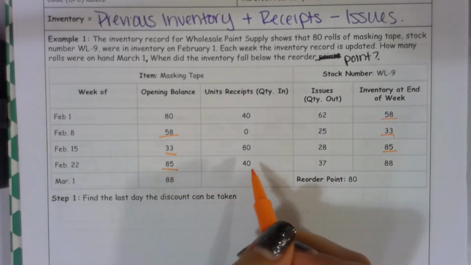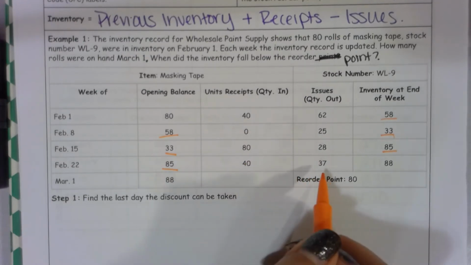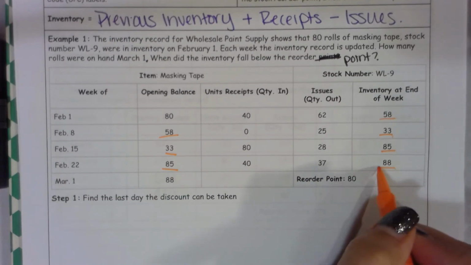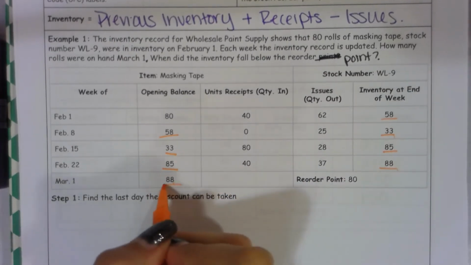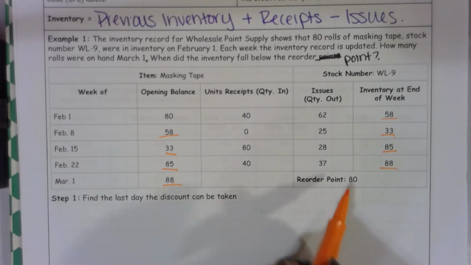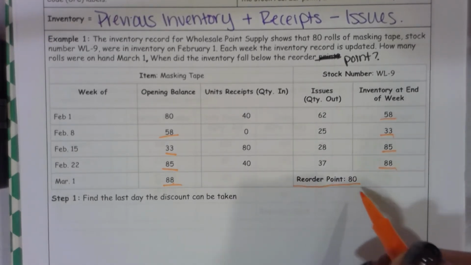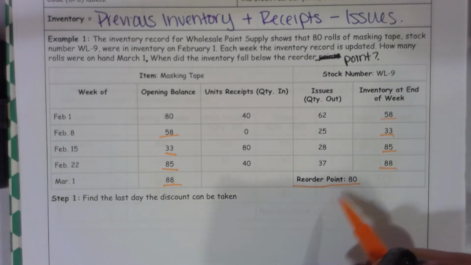They got 40 more in. Then they subtracted 37 because they sold 37 more. So then they had 88 at the end of that week. And so the week of March 1st, they're going to have 88. And if you notice, their reorder point is 80. So anytime your count falls below 80, they need a reorder.